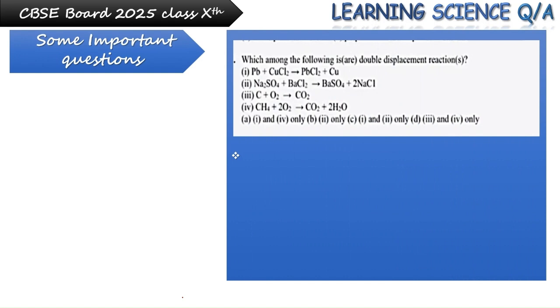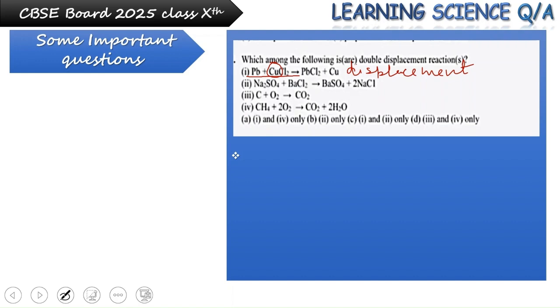The first reaction says lead reacting with copper chloride forming lead chloride and copper is released. As we can see, lead is interacting with CuCl2 where the copper is released or displaced from its own chloride. So this is surely an example of displacement reaction but not double displacement reaction.